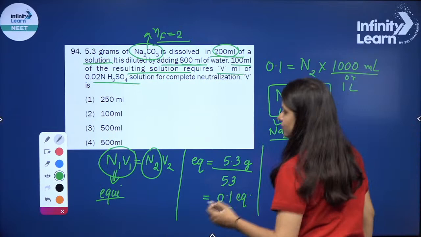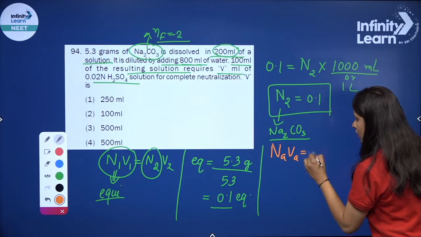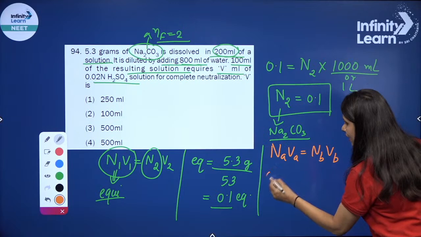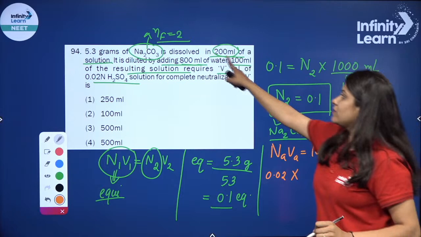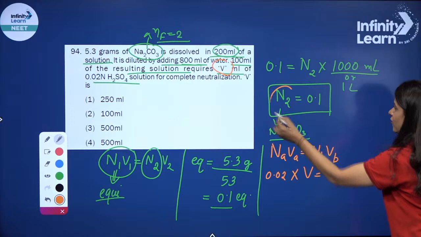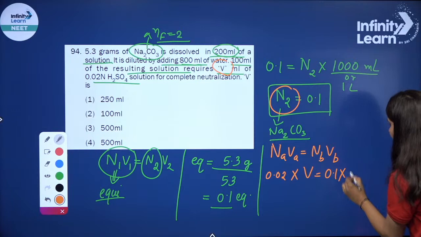So, let's change the color. It will be NaVa is equal to NbVb. Na is the normality of acid. What is the normality? 0.02 normal into. Now, what is Va? Va is the acid volume. So, it will be V. Nb is what? Normality of base. It will be 0.1. And what is the volume here? 100 ml.